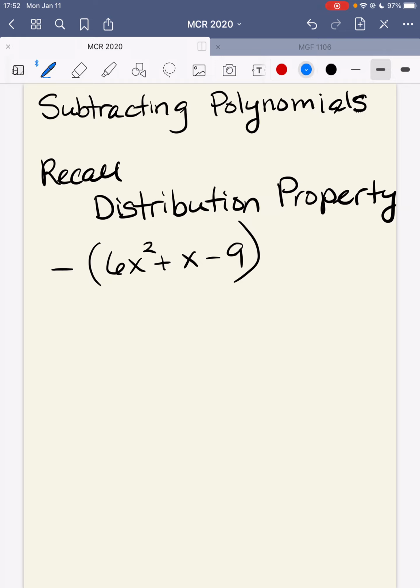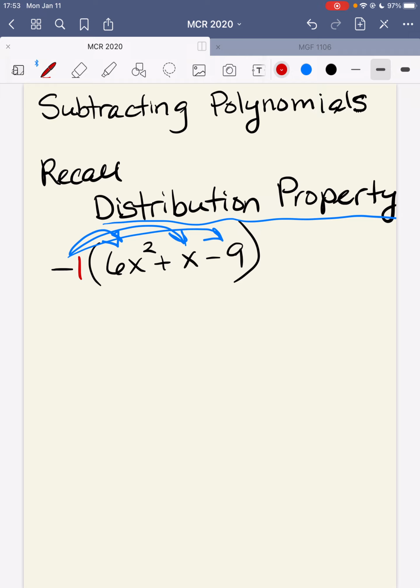What happens here is we have to invoke the distribution property in order to change that second or third or whatever polynomial into something we can combine like terms with. In order to do this, we need to distribute. All the distribution property does is it's like multiplying everything by -1.